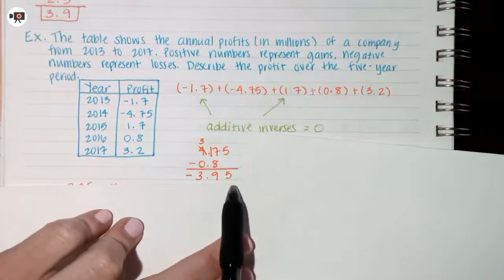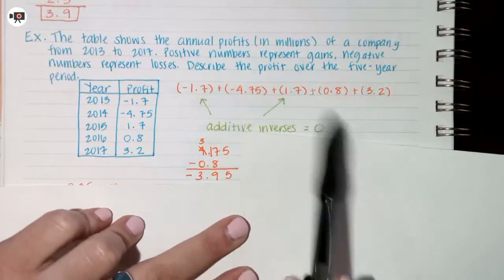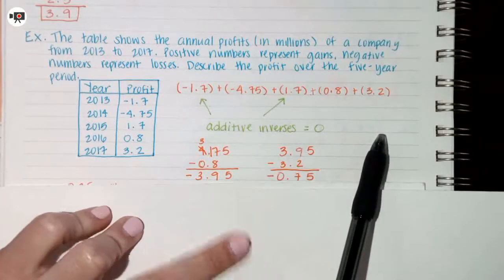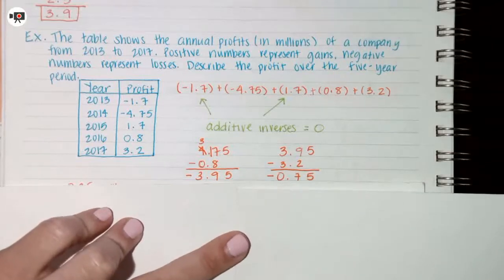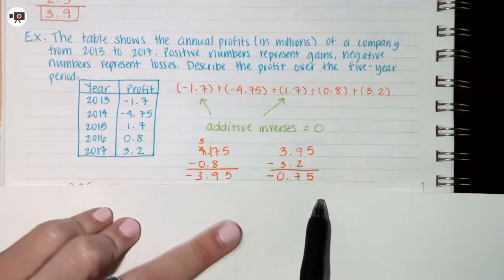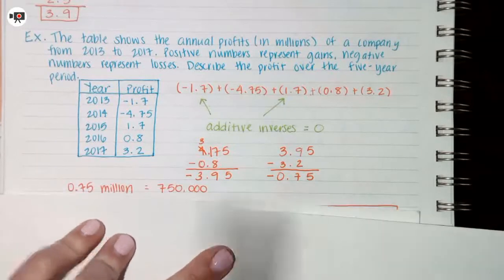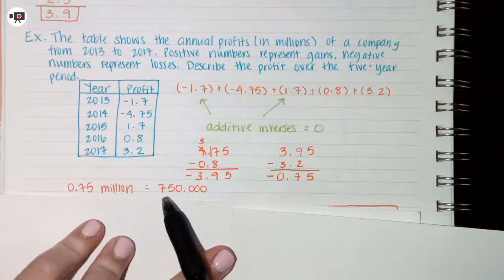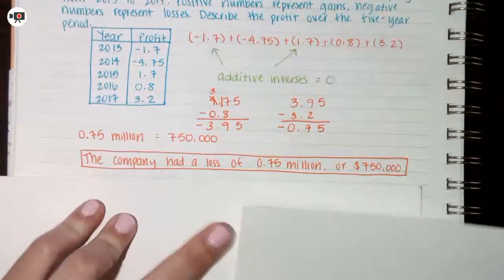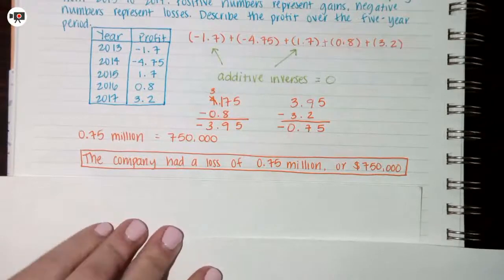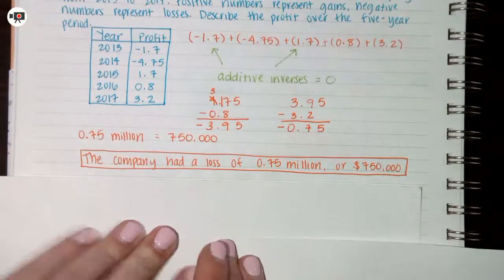So that's negative 3.95. Then I need to add that to 3.2. Again, that's subtracting and keeping the sign of the larger number. So that's negative 0.75. 0.75 million is $750,000. So we say the company had a loss of 0.75 million or $750,000.